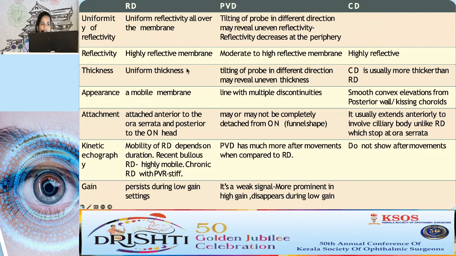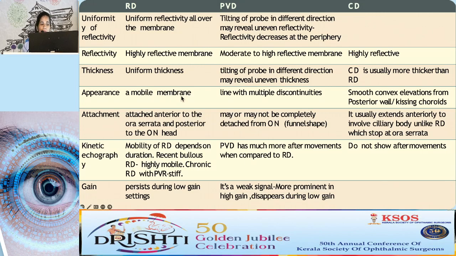And the other differentiating feature is that an RD has a highly reflective membrane, a PVD has a moderate or low reflective membrane. CD again has a highly reflective membrane, but CD is thicker than RD. And also CD usually extends anteriorly involving the ciliary body, unlike RD which stops at the ora. And in case of RD and PVD, how to differentiate is that RD usually has a uniform thickness, but PVD, even if at first we feel it is uniform, in different directions of the gaze, the thickness will be uneven.